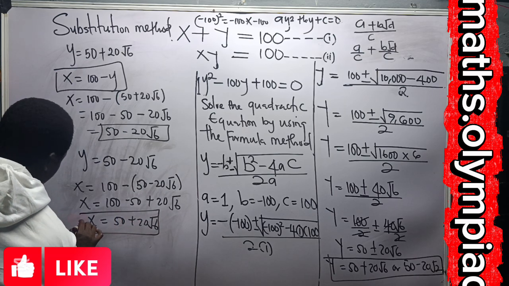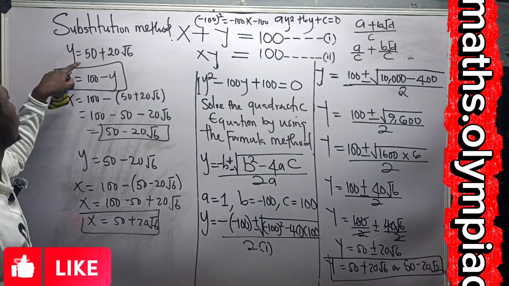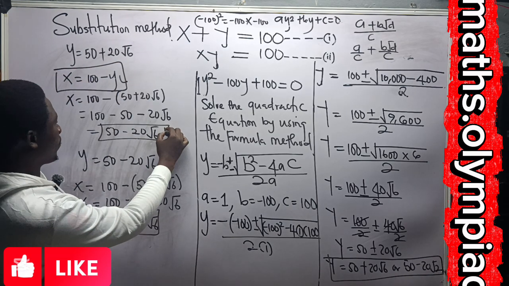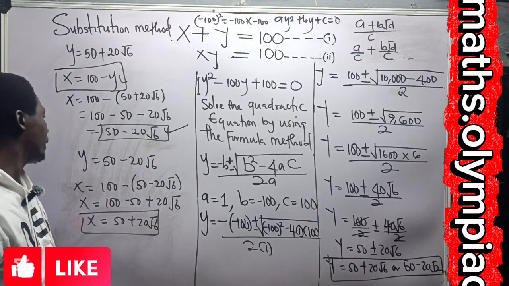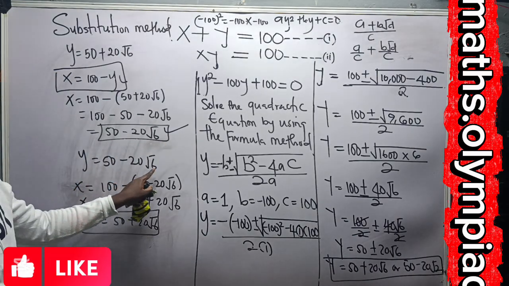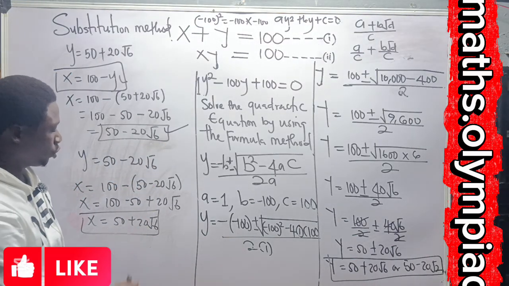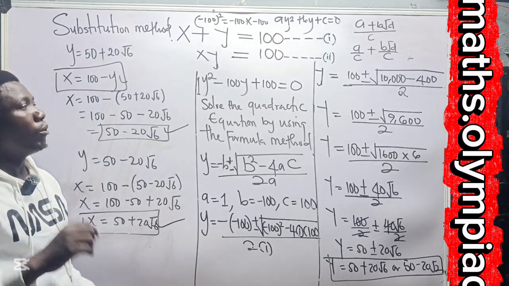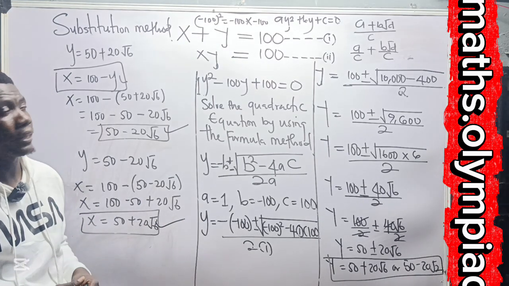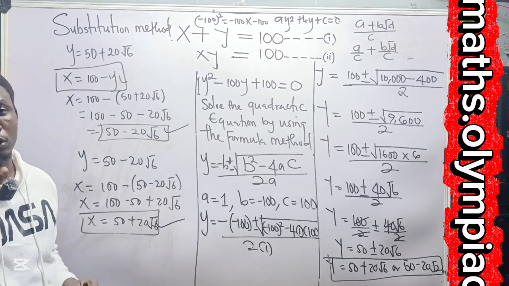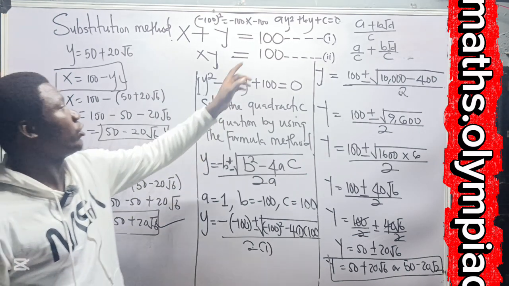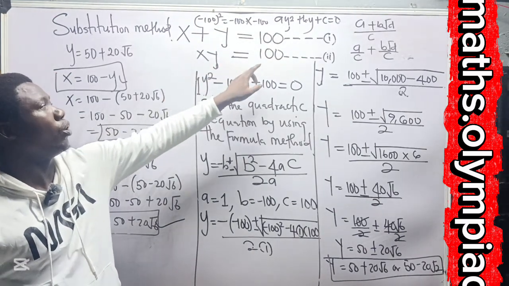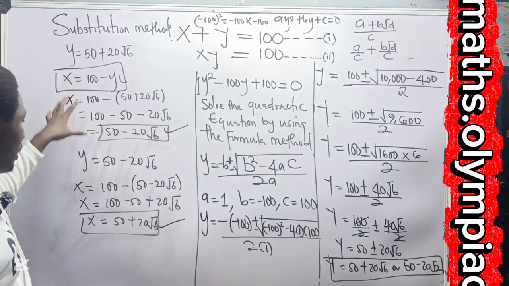Wow, that's interesting. So when your y was 50 plus 20 root 6, x was 50 minus 20 root 6. And when y became 50 minus 20 root 6, x became 50 plus 20 root 6. So this is the answer to the question. But what we have to do now is to cross-check to see if we add the values of x and y, it's going to give us 100. And that if we multiply it also, it will still give us what? 100. If this is our actual values.